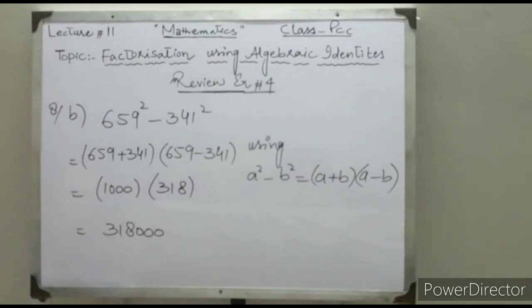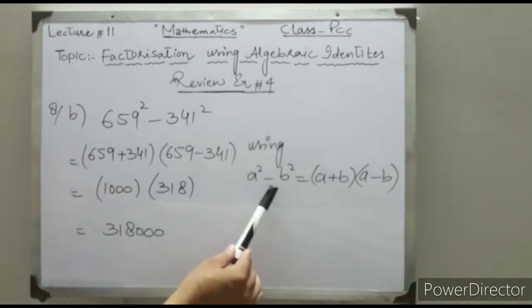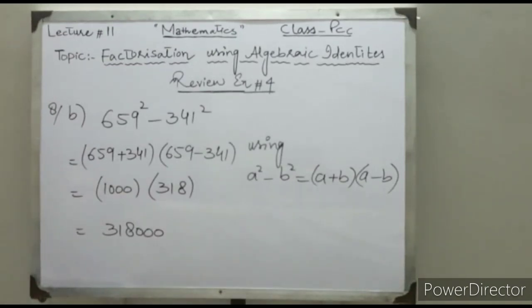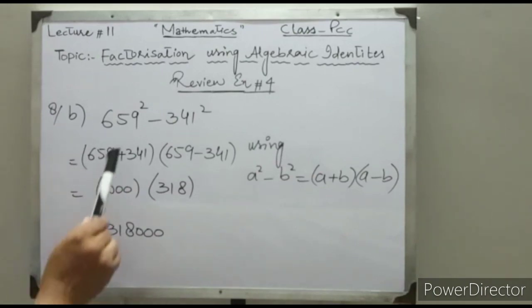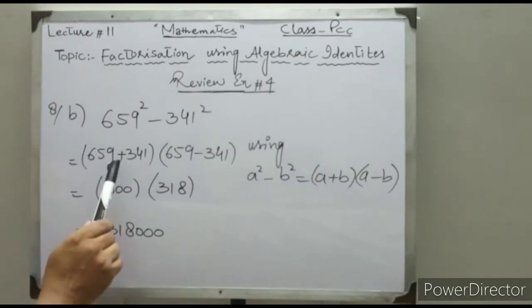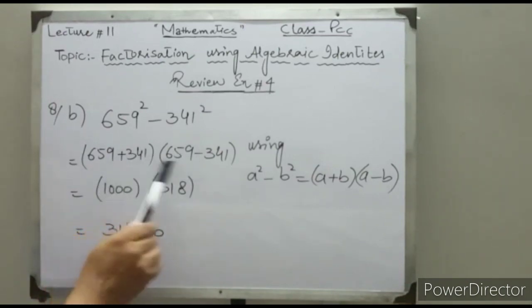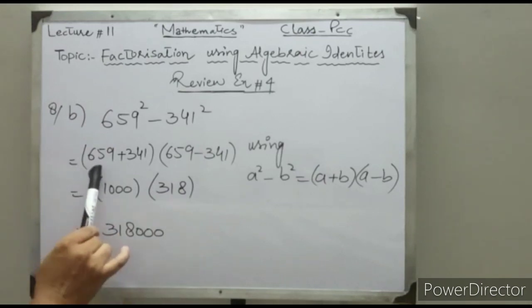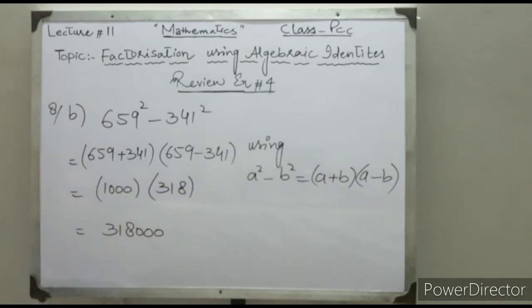Now students, question number 8, part B. 659 square minus 341 square. Students, in this question we will apply identity number 3, which is the difference of two squares. A square minus b square is equal to a plus b into a minus b. Write these numbers in this form. First of all, write these numbers in a positive form, then in negative form: one time positive, one time negative. Just add these two values, we will get 1000, and subtracting these two values we will get 318. Just multiply 318 by 1000, we will get 318000.